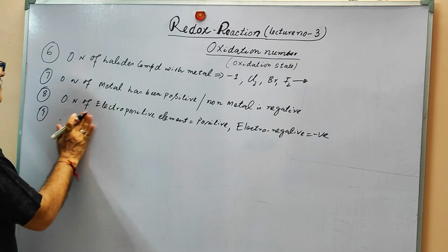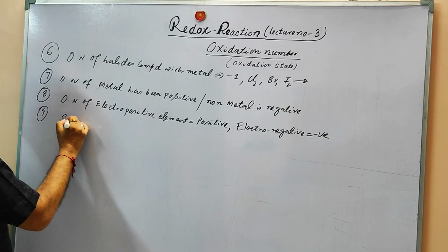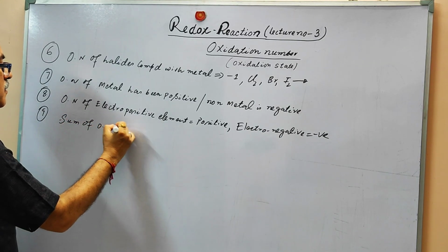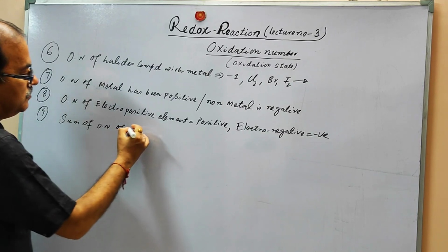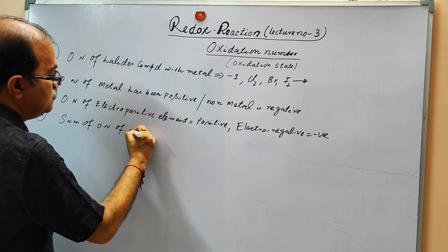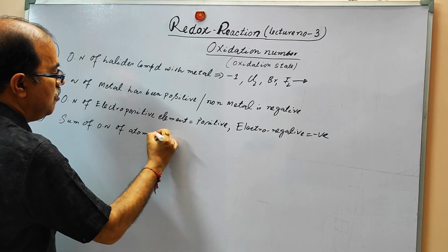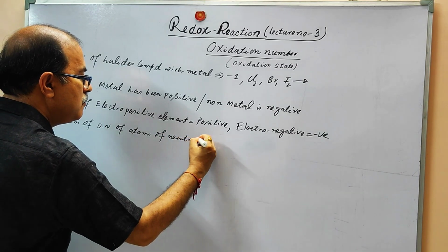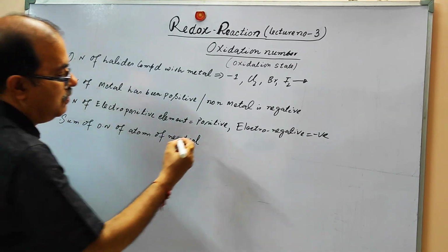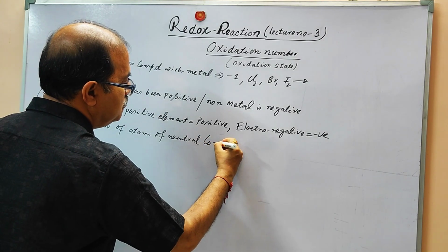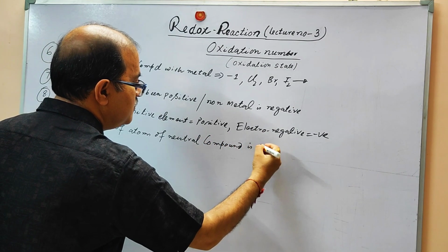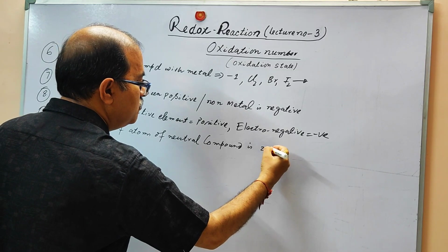Ninth point: the sum of the oxidation numbers of atoms of a neutral compound is 0.